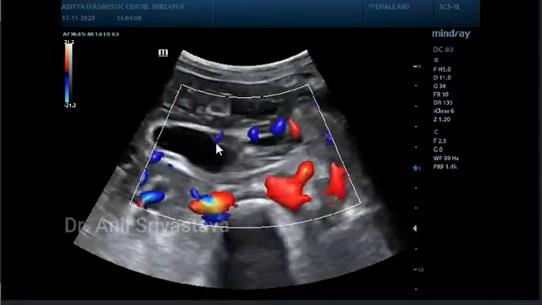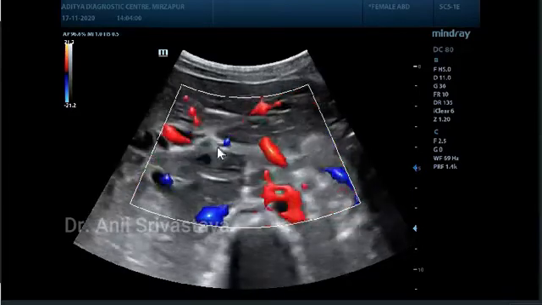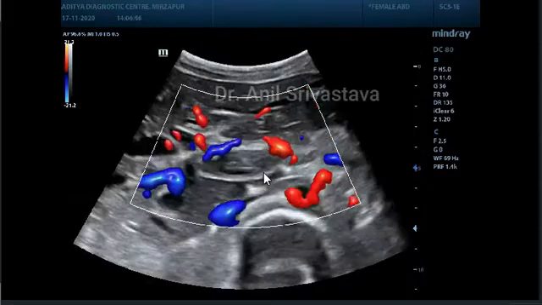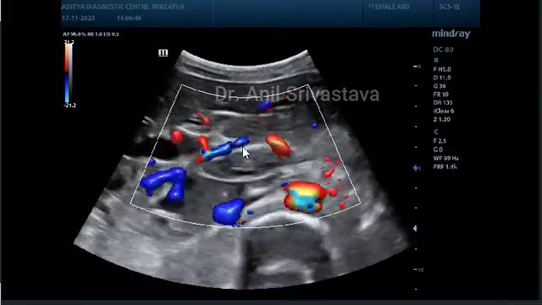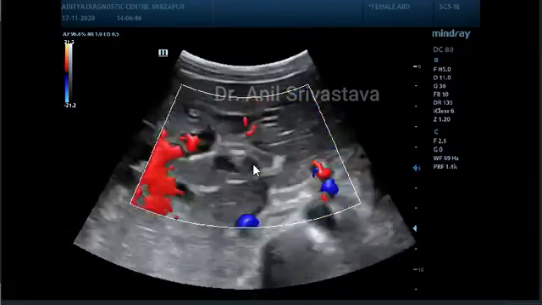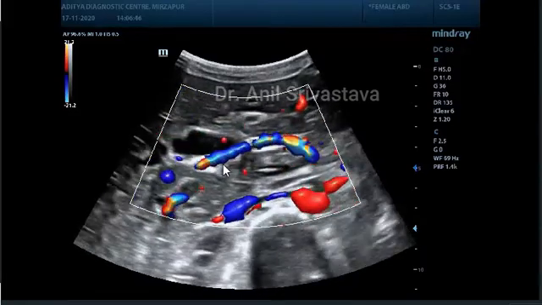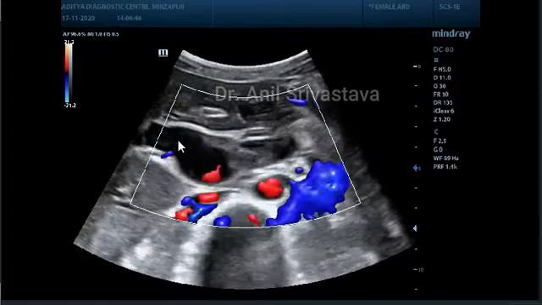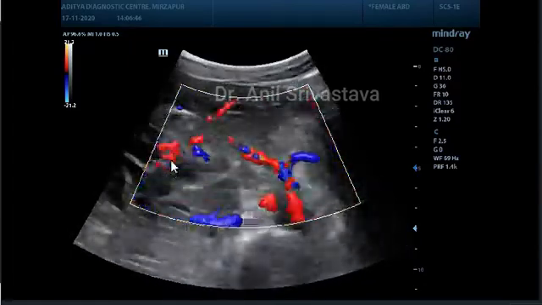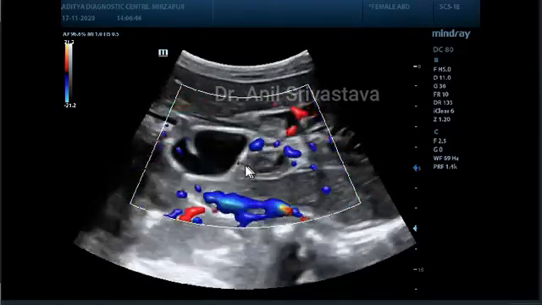you can see this is the hepatic artery. This is hepatic artery. This is the portal vein. There is thrombus in the portal vein and the hepatic vein, hepatic artery. This is dilated CBD with choledochal cyst formation. This is the portal vein thrombus.